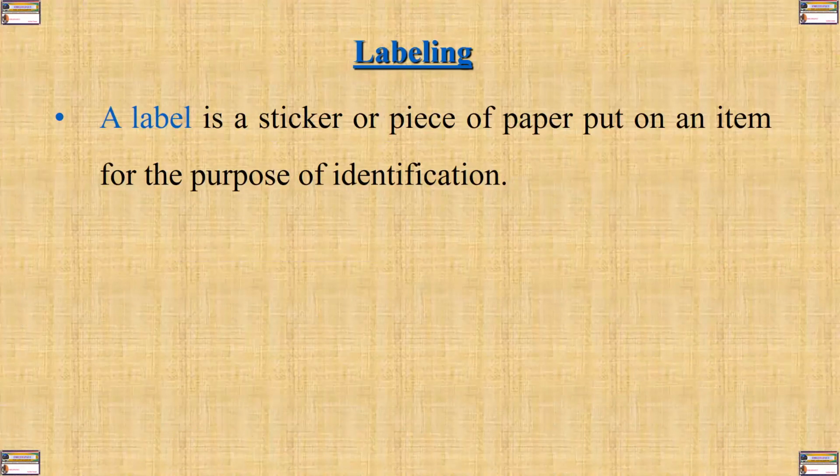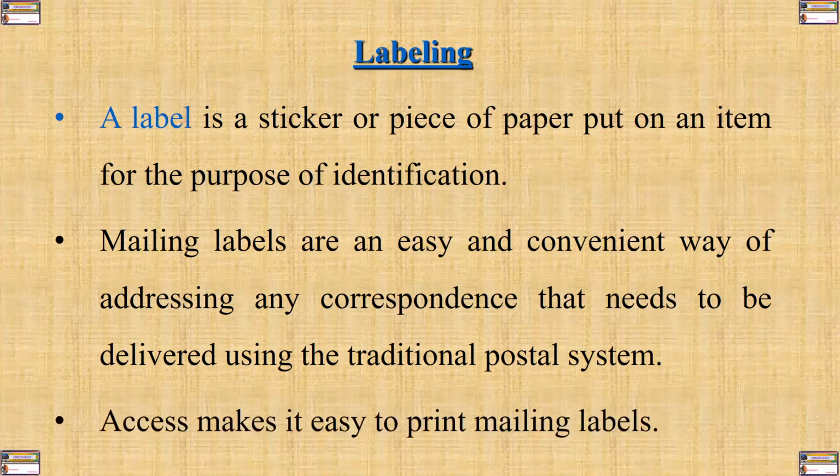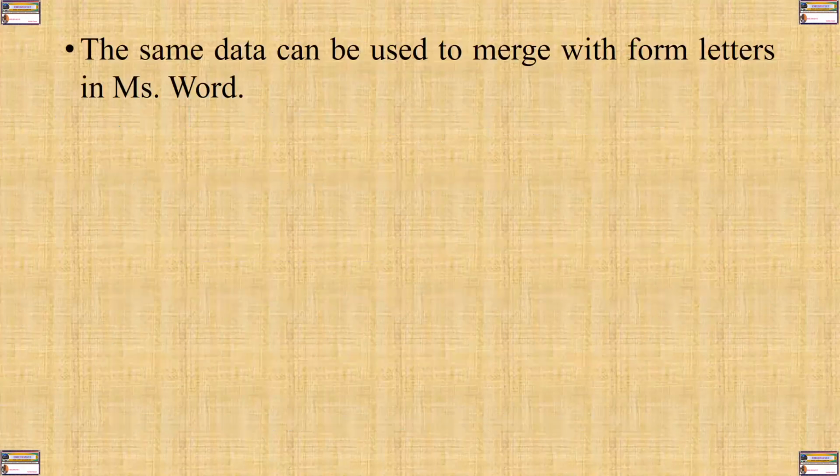A label is a sticker or a piece of paper put on an item for the purpose of identification. Mailing labels are an easy and convenient way of addressing any correspondence that needs to be delivered using the traditional postal system or using any other mode of delivery. Microsoft Access, therefore, makes it easy to print mailing labels.